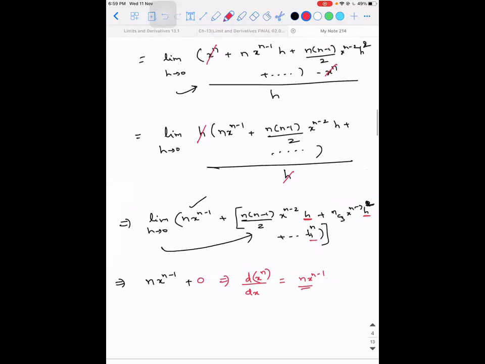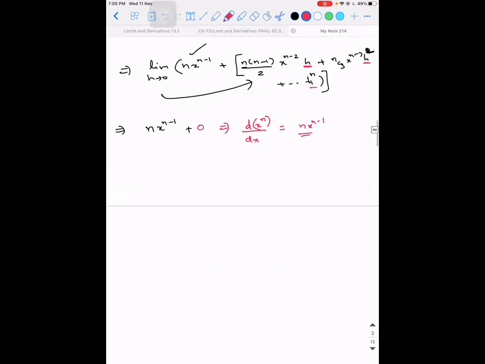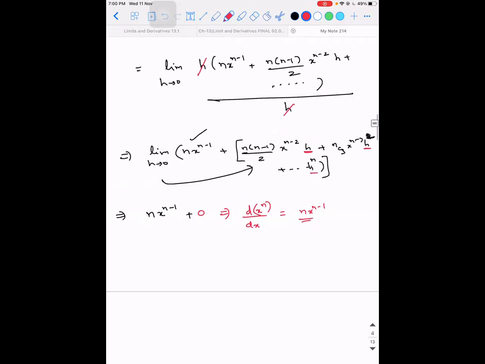So what I want you people to remember is that the derivative of the function x power n is given by n into x power n minus 1. Right? So make a note of it.